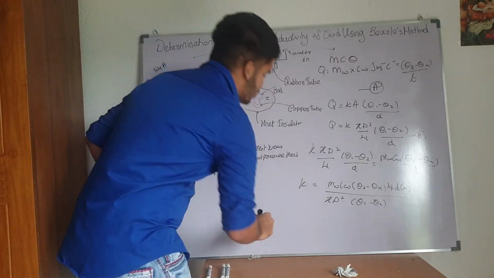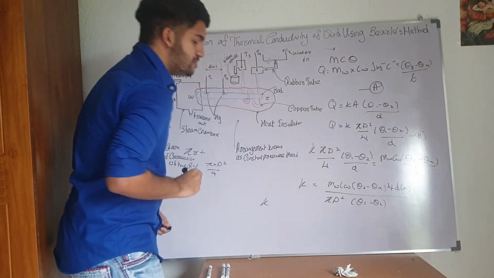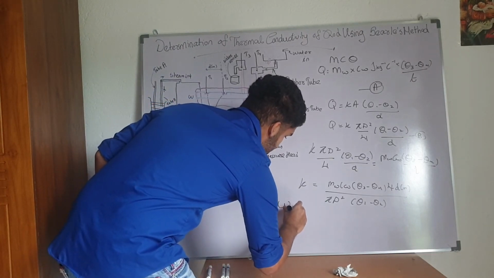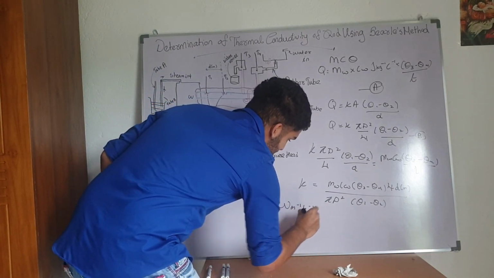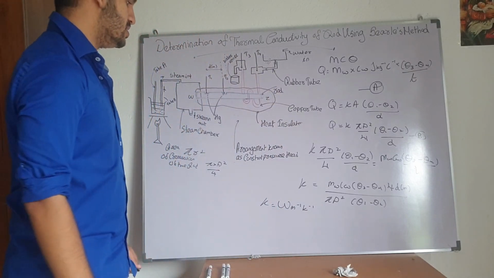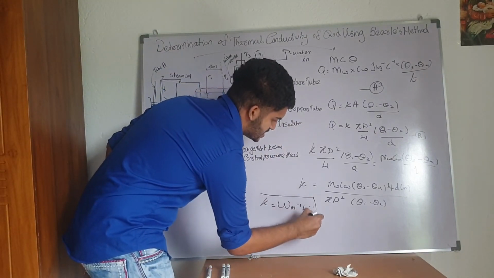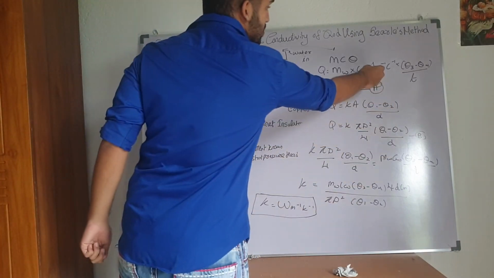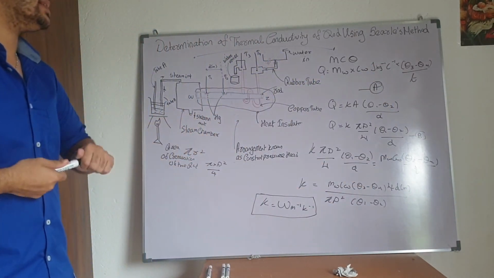If you have a doubt like this, what are the units of K? These are the units of K: W m^-1 K^-1. K has these units. And these are the units of the specific heat capacity of water.